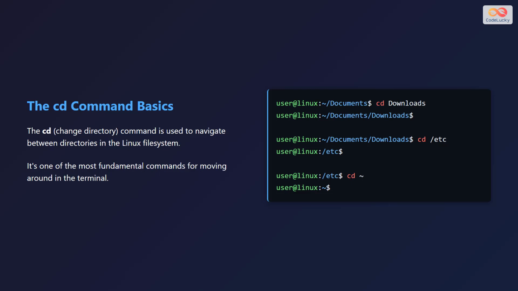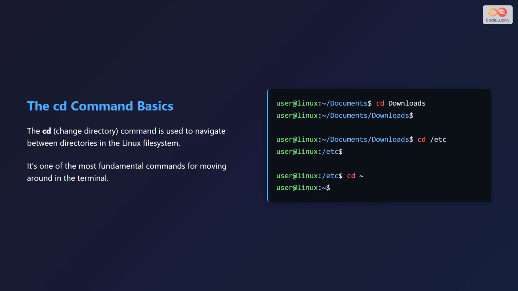The cd command, short for Change Directory, is your primary tool for moving between directories in the Linux file system. It's one of the most fundamental commands you will use to get around in the terminal. For example, if you are in your Documents directory and want to go to the Downloads directory, you would type cd Downloads. The prompt will then update to show that you are now in the Downloads directory.